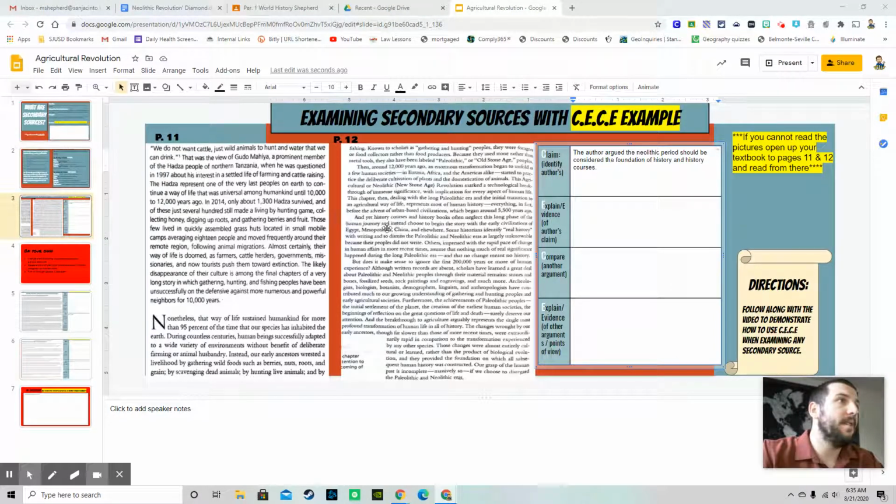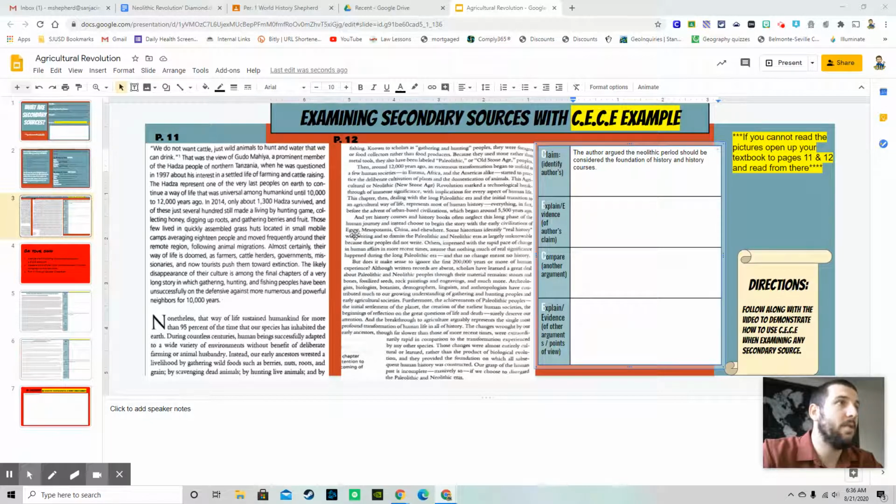And yet, history courses and history books often neglect this long phase of the human journey and instead choose to begin the story with the early civilizations of Egypt, Mesopotamia, China, and elsewhere. Some historians identify real history with writings and so dismiss the Paleolithic and Neolithic eras as largely unknowable because their peoples did not write. Others, impressed with the rapid pace of change in human affairs in more recent times, assume that nothing much of real significance happened during the long Paleolithic era and that no change meant no history.